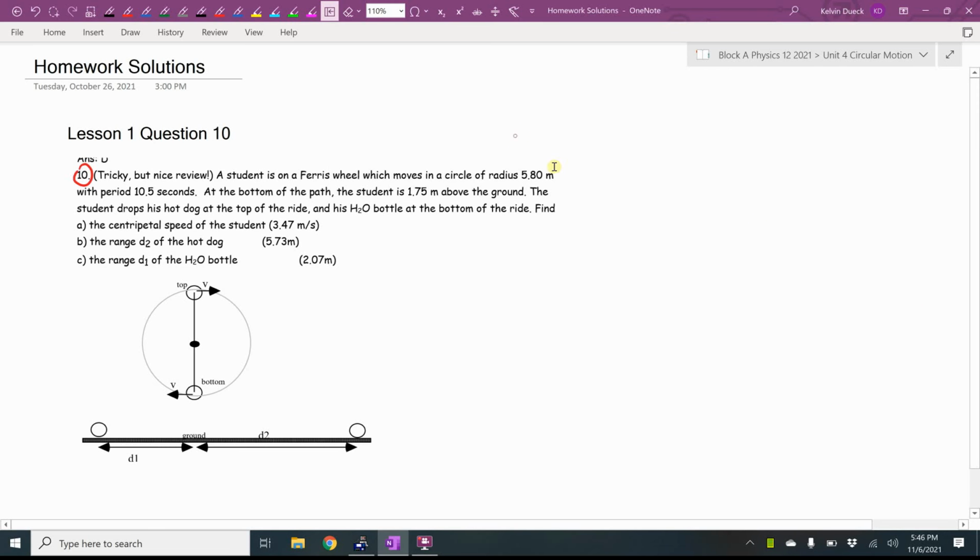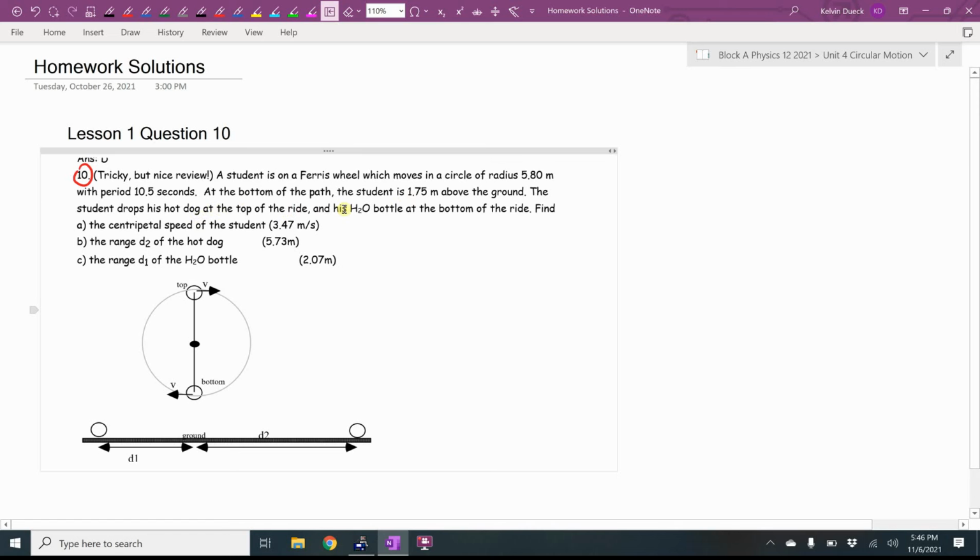So I've had a few of you ask me about question 10 from lesson 1, this one here. This is a pretty challenging question, but it's a really nice review. So it says a student is on a Ferris wheel which moves in a circle of radius 5.8 meters. I've got a radius. I've got a period, 10.5 seconds. The bottom of the path, the student is 1.75 meters above the ground.